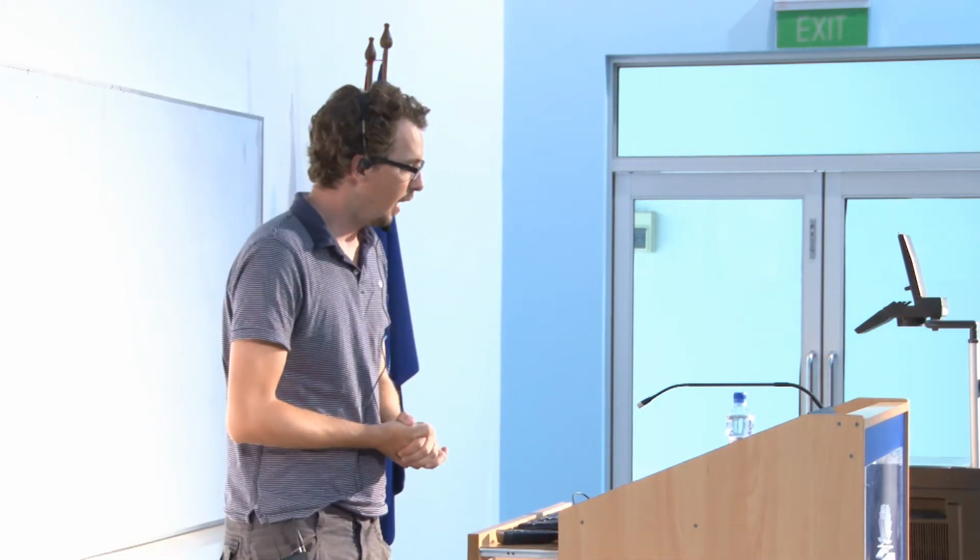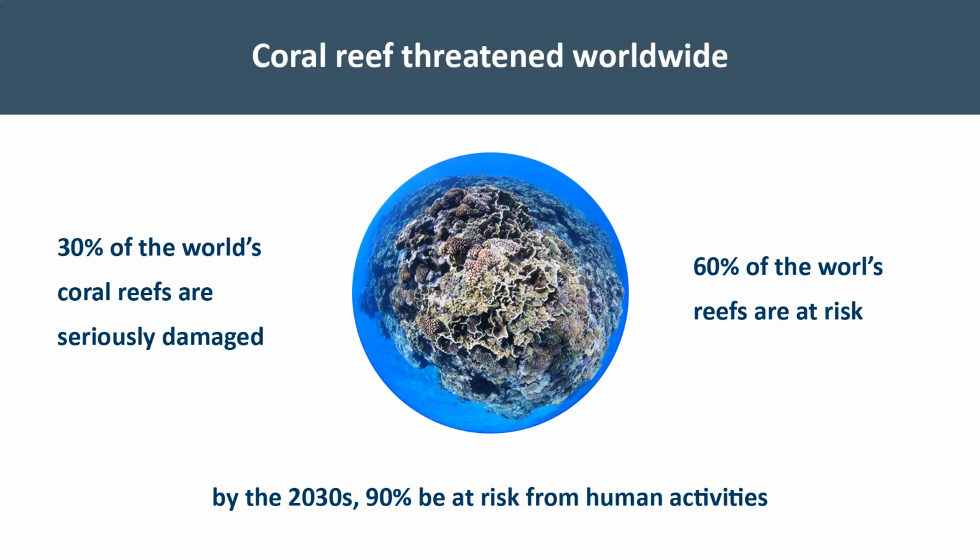But although coral reefs have been around for a long time, they're threatened worldwide. It's a phenomenon which is occurring all over the place. And currently 30% of the world's coral reefs are categorized as seriously damaged. 60% of the world's reefs are thought to be at risk. So that's showing that they're getting close to being categorized as seriously damaged. And that's already 90% of reefs in general that are struggling.